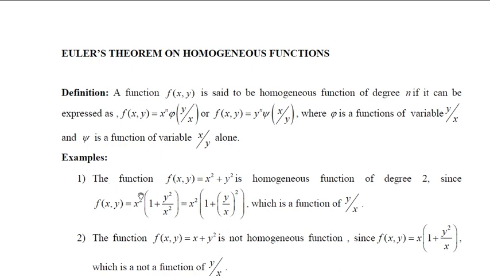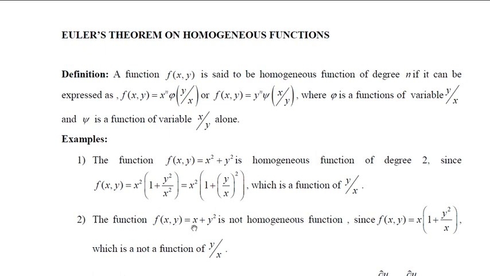For example, suppose f of x, y is a function x square plus y square. Here, the highest power of x is 2. So, let us take out x square outside. If you take out x square outside, then it becomes 1 plus y square by x square, wherein we can write this one as x square into 1 plus y by x whole square. So, this is explicitly a function of y by x into x square. Therefore, the given function is a homogeneous function of degree 2.